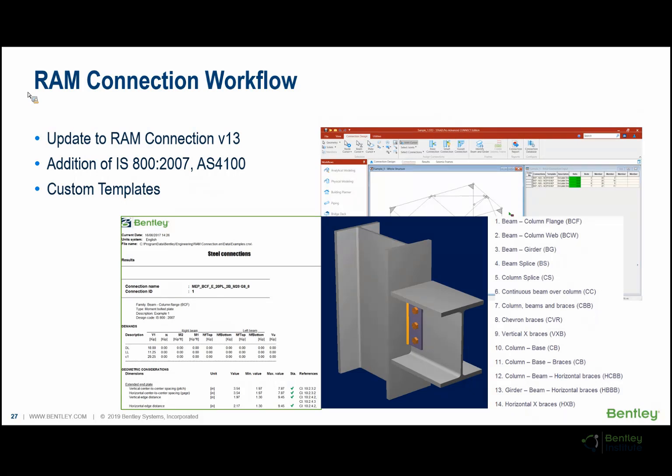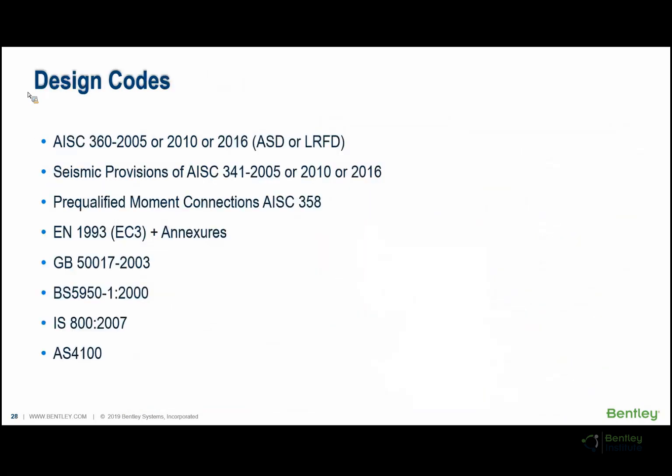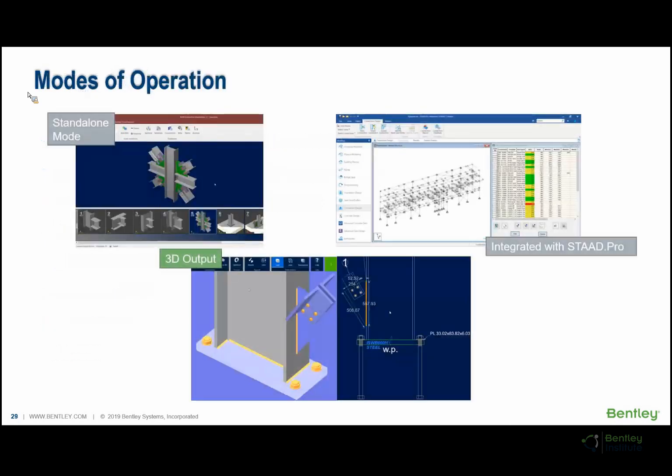This RAM Connection supports different kinds of design codes. It supports AISC, AISC 341, European code, Chinese code, British, Indian, and Australian. So different kinds of country codes they are supporting. And you can use RAM Connection in two modes. If you have a RAM Connection license, you can use the standalone mode, or you can also integrate it with STAAD.Pro.